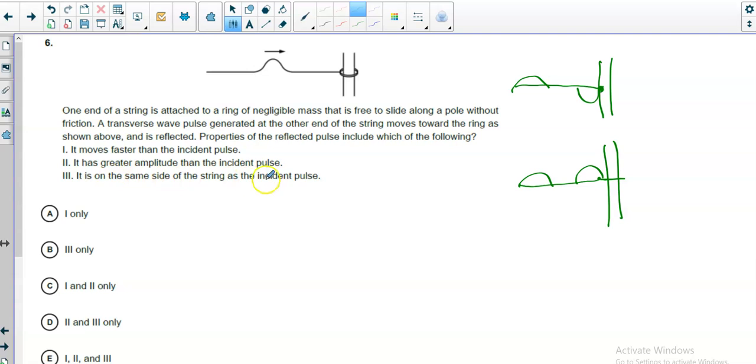So I know it's on the same side of the string. I know that's true. It wouldn't move faster. That would be a property of the string, and it's presumably the same tension, so that wouldn't change. Greater amplitude, no, that would mean that somehow the energy went up, and that wouldn't make any sense. So it's got to just be 3 only.